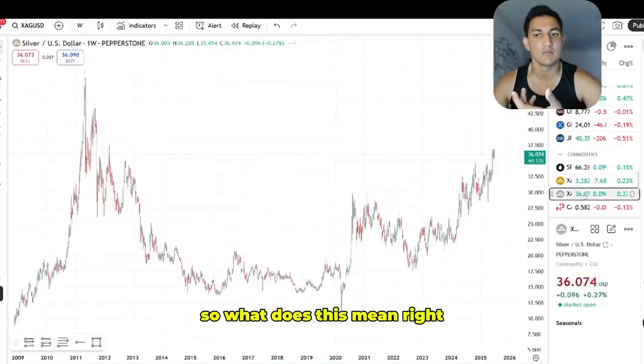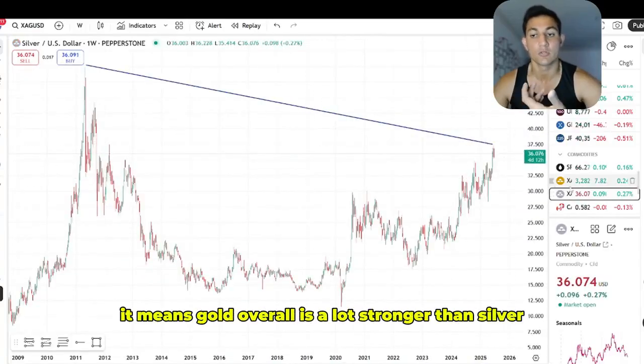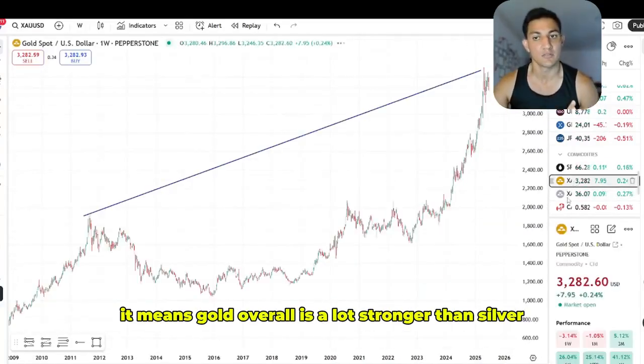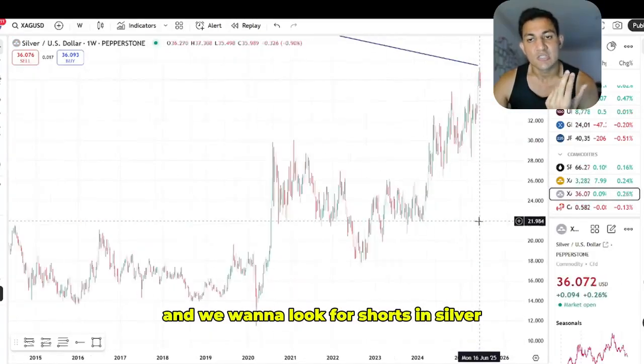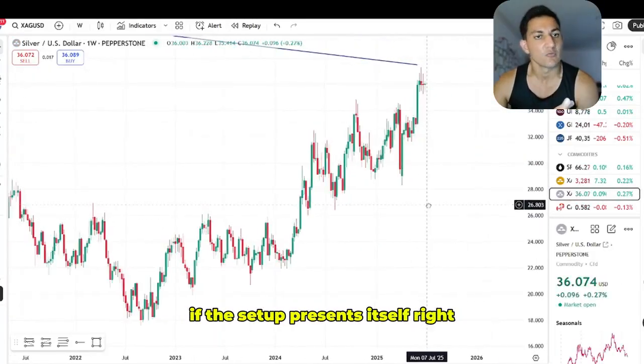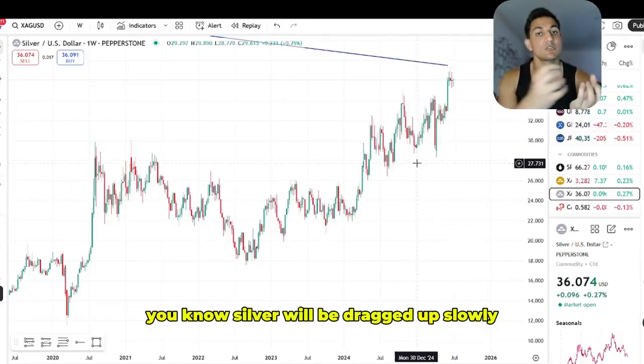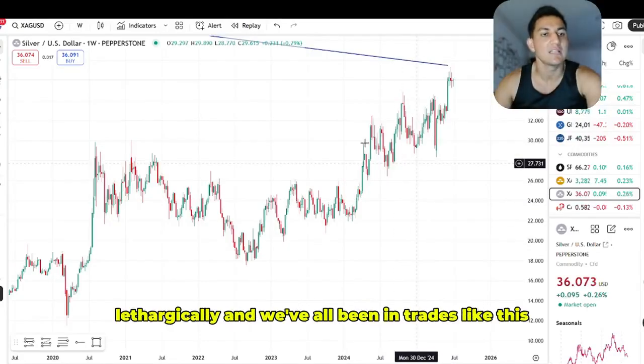So what does this mean, right? What does this really mean? It means gold overall is a lot stronger than silver. So we want to look for longs in gold. We want to look for shorts in silver if the setup presents itself, right? But like I said, overall, we are bullish. Silver will be dragged up slowly, lethargically.